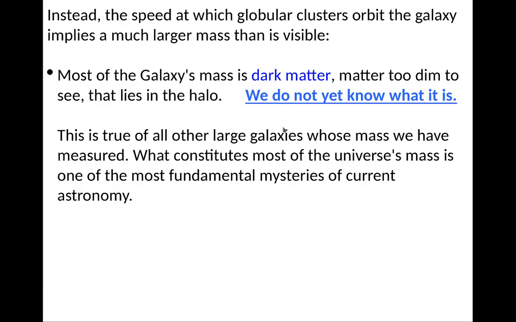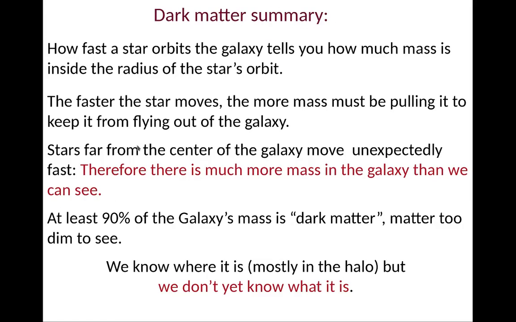The speed at which clusters orbit the galaxy implies a much larger mass than what is seen. This mass is called dark matter, matter that's too dim to be seen, which lies in a halo around the rest of the galaxy. Most of the galaxy's mass is dark matter, and we do not yet know exactly what it is. But this is true of all large galaxies whose masses we've measured. Pretty much every galaxy out there has some measurable amount of dark matter.